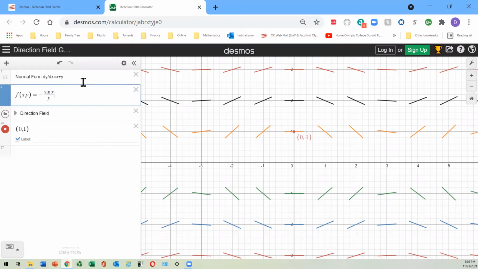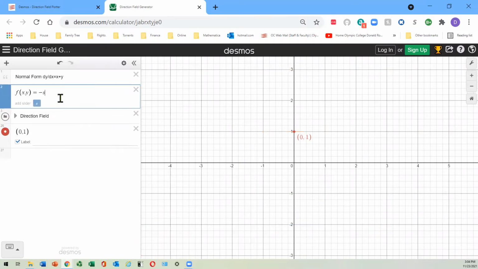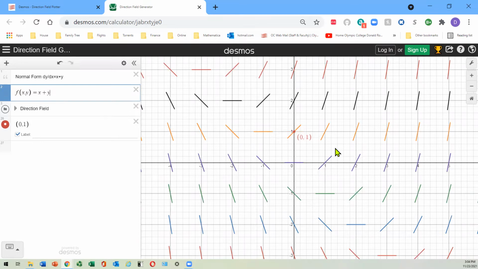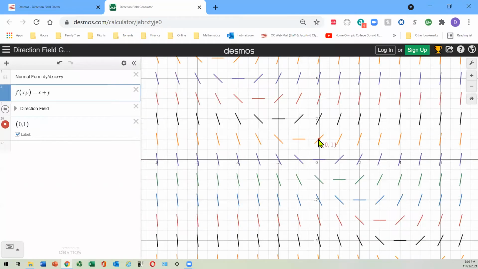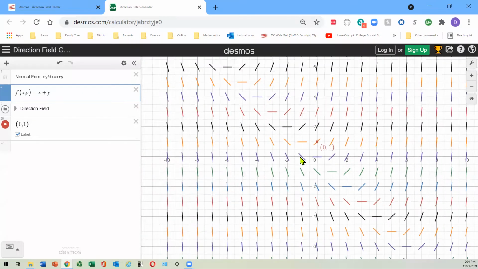If I go here, and I change this now to x add y, which is what I thought I'd done the first time. There we are. You see how much more. Let's go this way. Now, can you imagine it would hit this one, then it would go something like this, and it curves up. Basically, that's how you get your direction field.